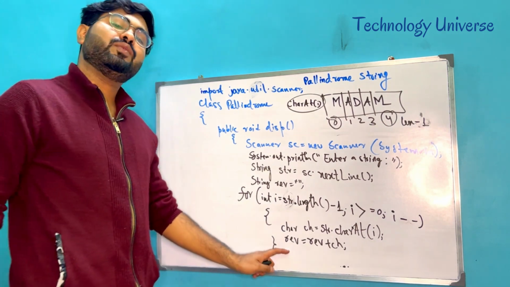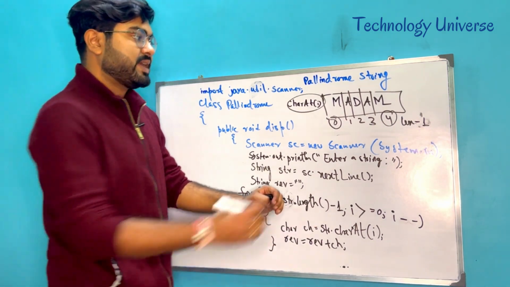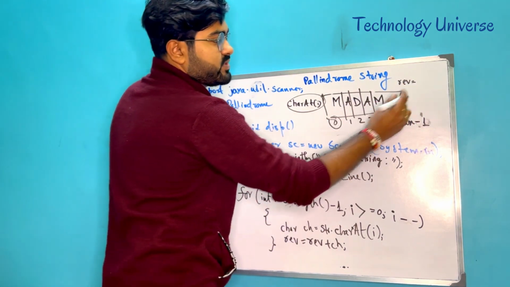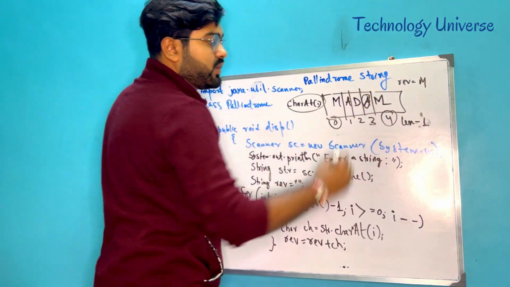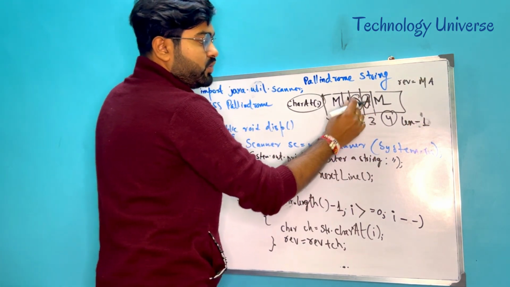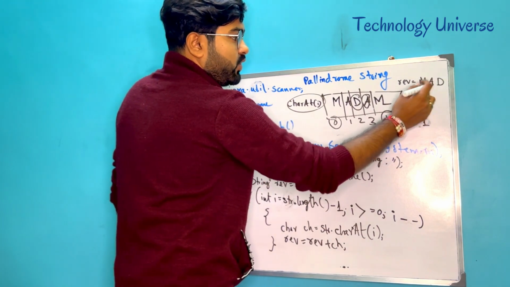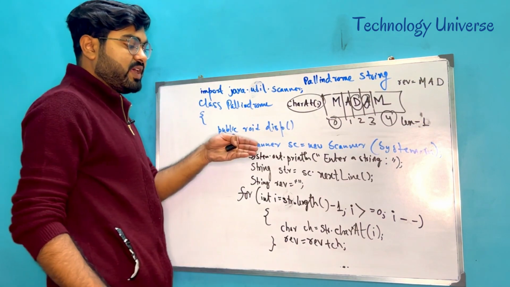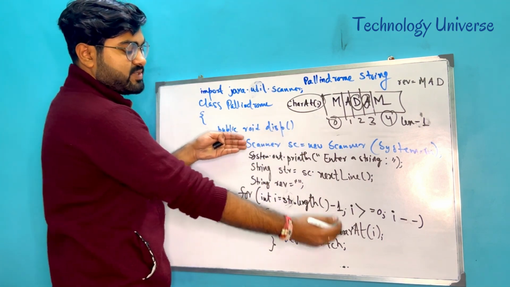So the ref variable will now have all these characters sequentially. First in ref I would store m. Then I would chop out a and store it beside m. Then I would chop out d, then I would concatenate it after a. Because I have written ref plus ch, it means whatever ref is there, after that place this ch.